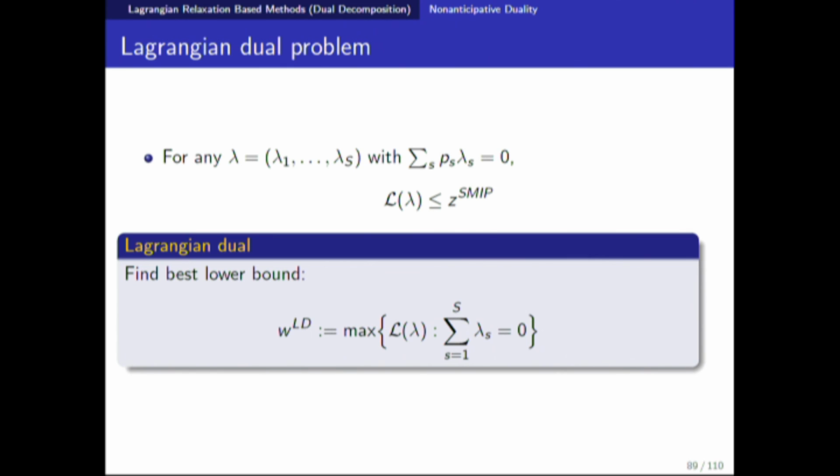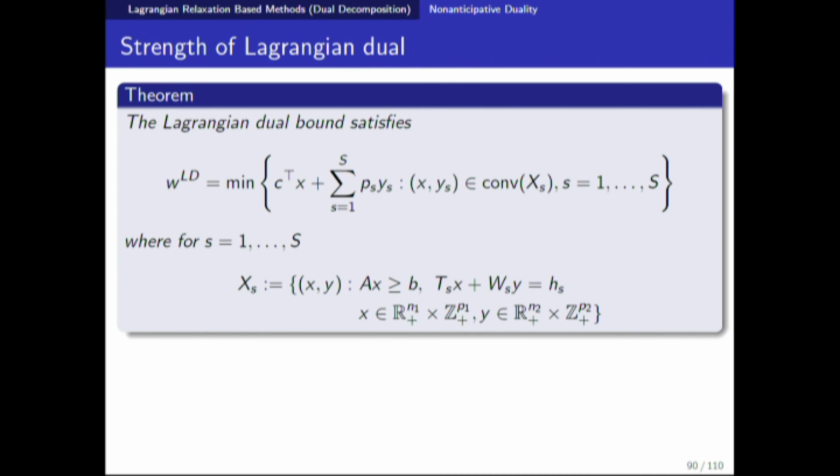So any lambda would give me a lower bound, and the Lagrangian dual says I would like to find a lambda that gives me the best possible lower bound using this technique. Okay? So the Lagrangian dual problem is to maximize over lambda subject to my normalization constraint on the lambdas, that the average equal to 0. I guess there should be a p_s in there to make it the true average. But subject to that sort of normalization condition, I want to maximize the value of the lower bound that I get. Okay, so we call that the value of the Lagrangian dual.